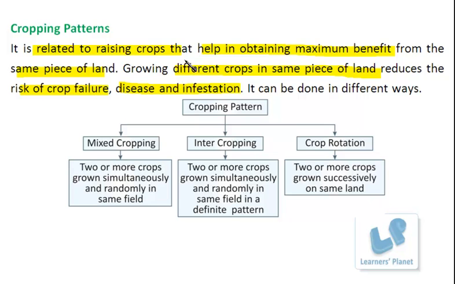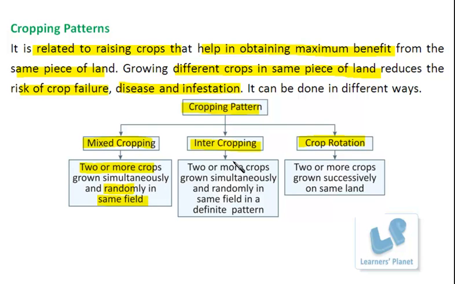Now, as I'm saying that different types of crops are grown on the same land, what type of management is maintained here? It is managed in different ways, and those different ways are mixed cropping, intercropping, and crop rotation. Mixed cropping means growing two or more crops simultaneously and randomly in the same field. That means the seeds of two different crops are sown into the soil in a random pattern at the same time, right? And of course in the same area. So in this case, different types of crop are going to be produced at the end of the season.